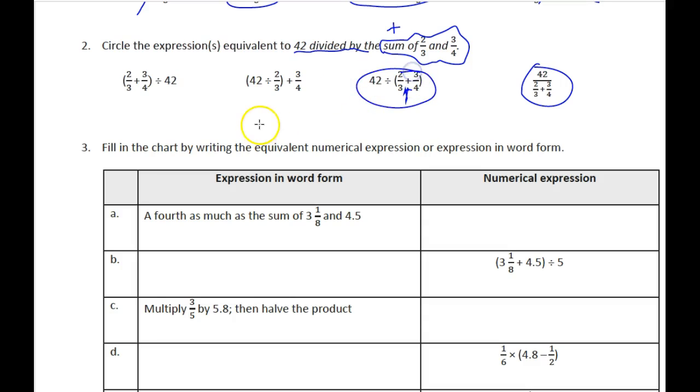That one works. This right here is saying that we're going to say 42 divided by 2/3, and then we're going to add on to that 3/4. That won't work. This one, we're going to find the sum and then divide it by 42. If it was switched around, it would work, but it's not. So, nix that.